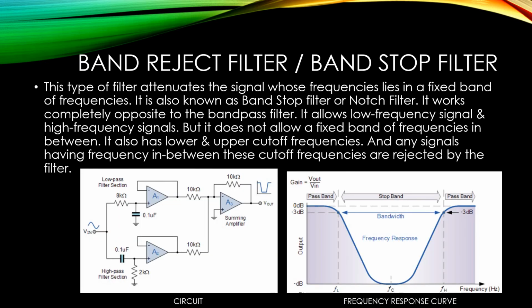Band reject filter. This type of filter attenuates the signal whose frequency lies in a fixed band of frequencies. It is also known as band-stop filter or notch filter. It works completely opposite to the band-pass filter. It allows low-frequency signal and high-frequency signal, but it does not allow a fixed band of frequencies in between. It also has lower and upper cut-off frequency, and any signal having frequency in between these cut-off frequencies are rejected by the filter.